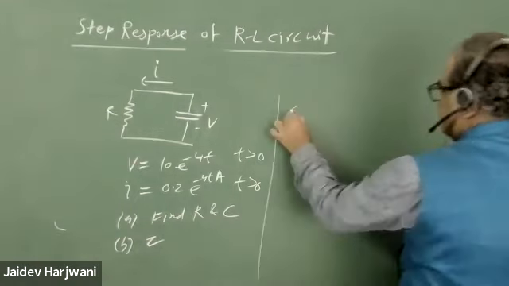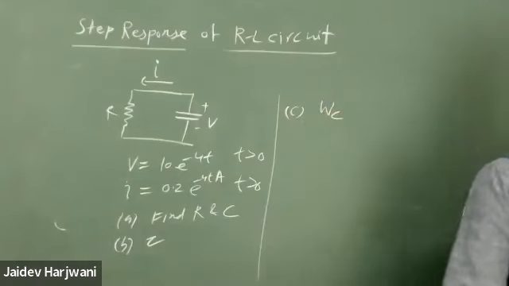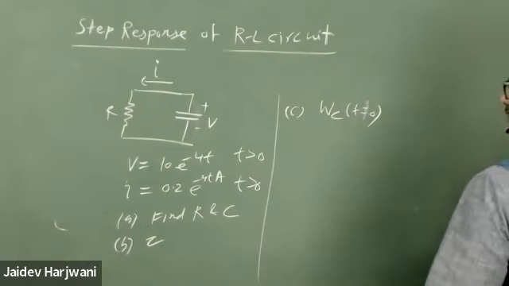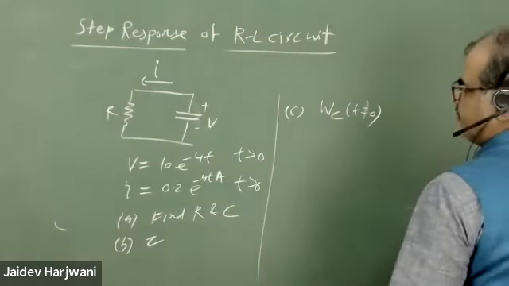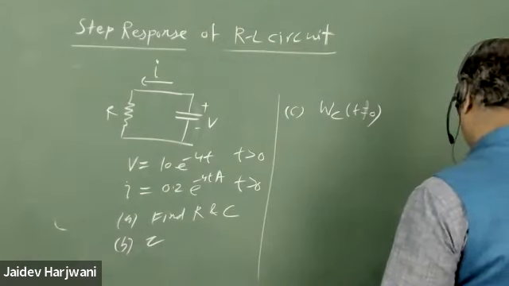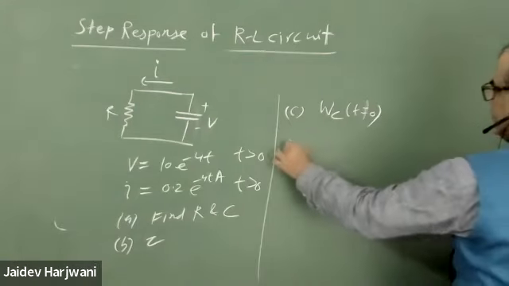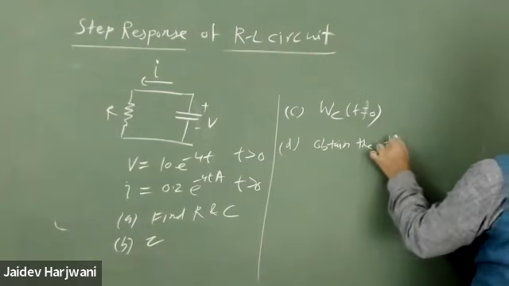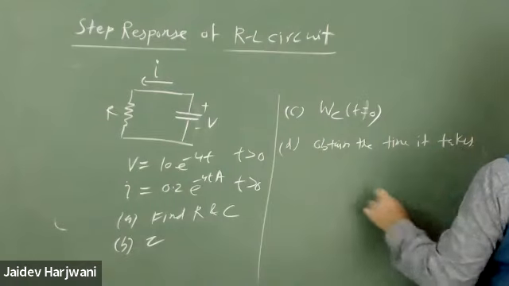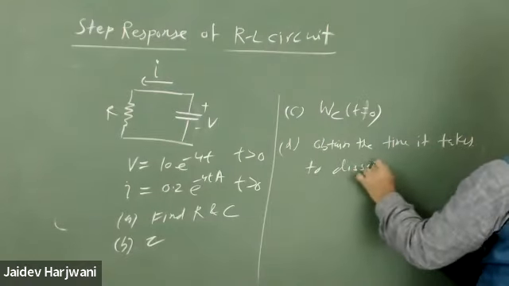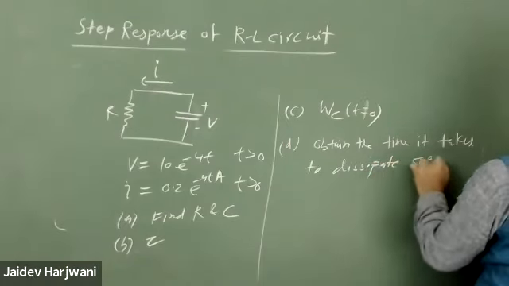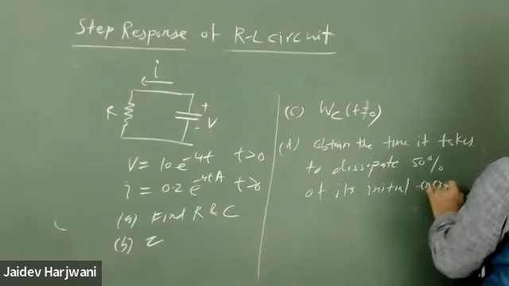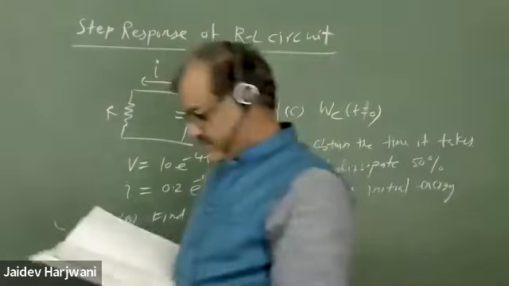Number c, calculate v_C(t) at t is equal to zero. And then D, obtain the time it takes to dissipate 50% of its initial energy. So how much time it will take to dissipate 50% of this initial energy, it is question number one.